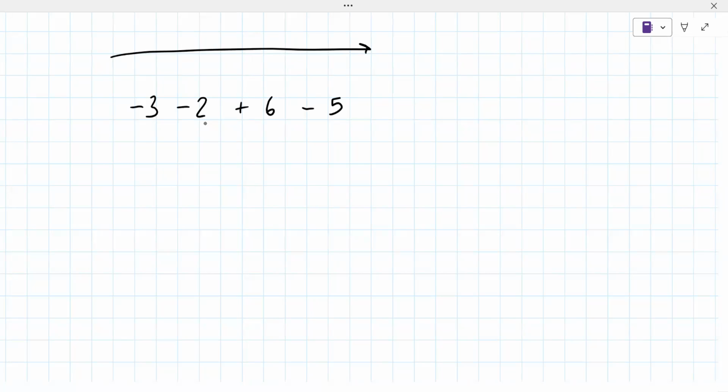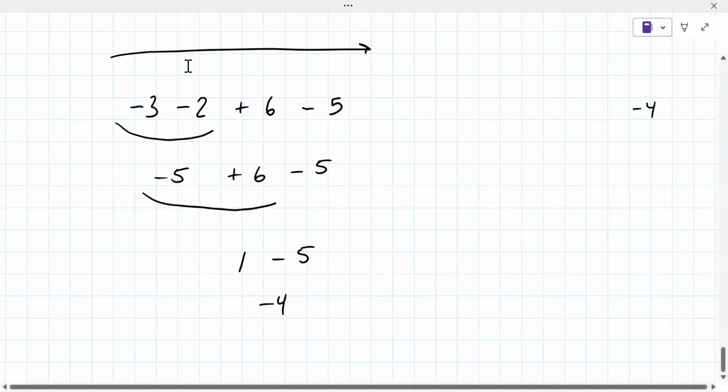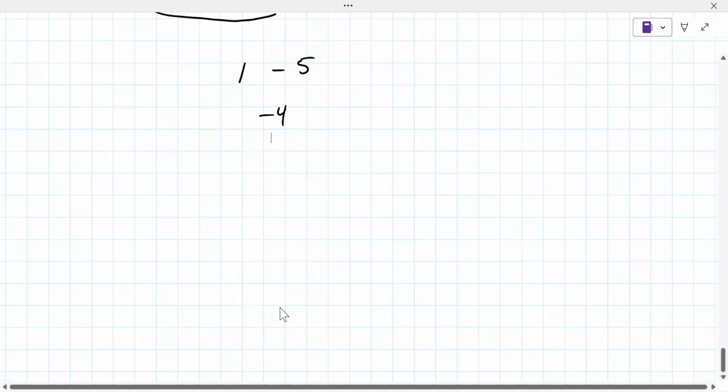I got -4. Okay, let's take a look here. So -3 minus 2 is -5. And then you just bring the next stuff down. See, I'm just bringing it down each time. And I'm using this to indicate which one I'm working on. Eventually, you won't need to do that. -5 plus 6 is 1. 1 minus 5 is -4. Very good. Let's try just 1 or 2 more, and then we'll have your sister jump on here.